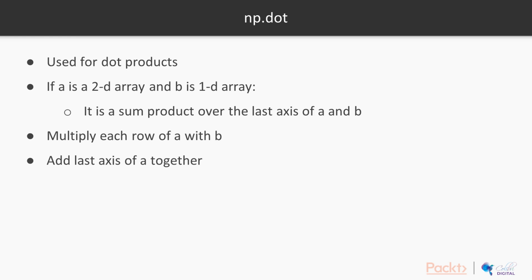If the first argument, A, is an ND array, in our case a matrix, so it's a 2D array, and B, which is the second argument of the dot product, is a 1D array, or a list, then it is a sum product over the last axes of A and B. So what this means is we multiply each row of A with B, and then we add the last axes of A together. Armed with this knowledge, let's go take a look.